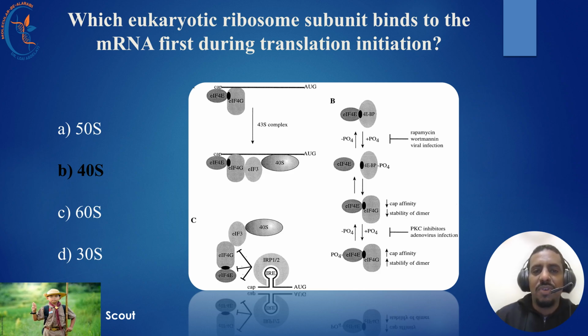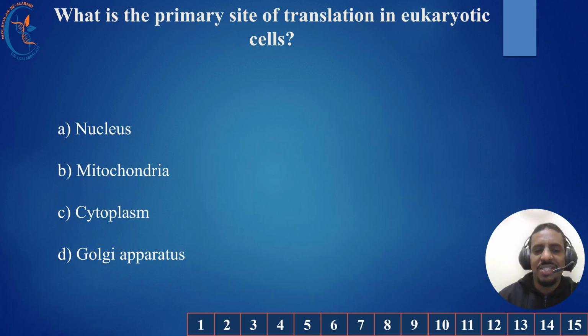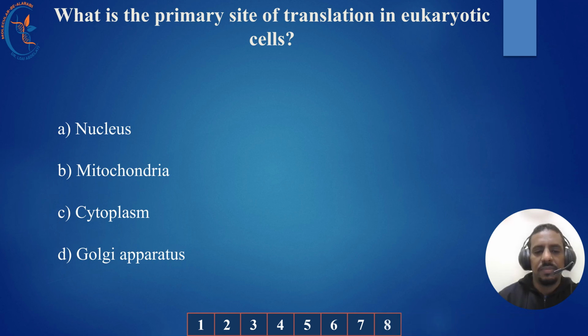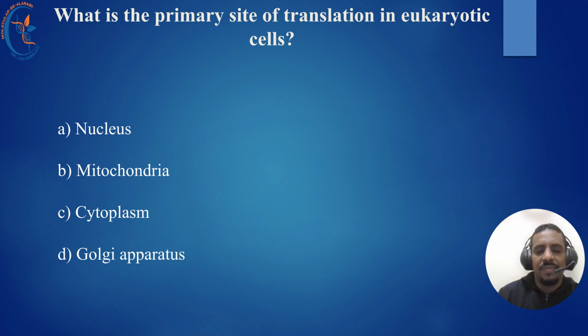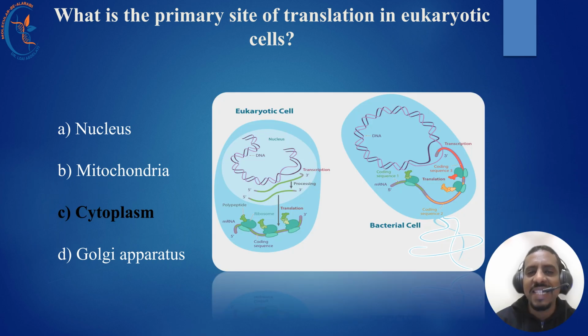Okay, let's move on. The next question is: what is the primary site of translation in eukaryotic cells? Is it the nucleus or the cytoplasm? For sure, the primary site of translation in eukaryotic cells is the cytoplasm. This is where the ribosomes are located, and it is the main area where proteins are synthesized from the messenger RNA templates.